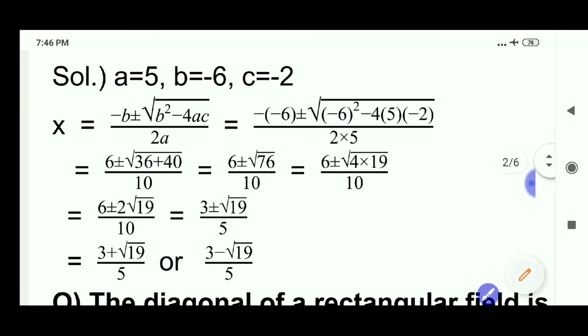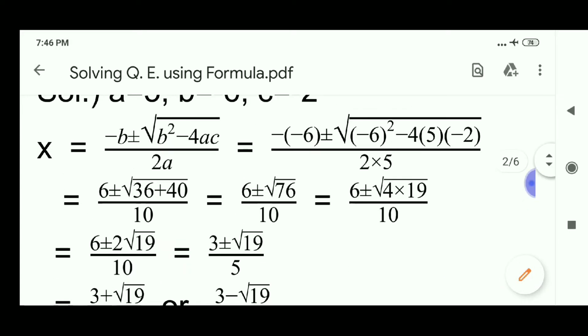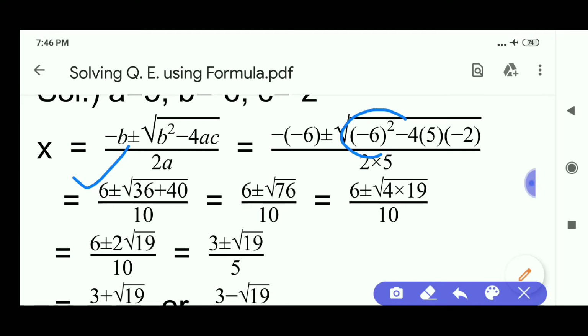Now simplify. How to simplify it? Yes, minus of minus 6 is 6, plus or minus root over minus 6 whole square. That means minus 6 into minus 6, that is 36. Now minus 4 into 5 into minus 2. Minus into minus is plus, 4 into 5 into 2 is 40, whole by 2 into 5 is 10. Now 6 plus or minus root of 36 plus 40 is 76, by 10.